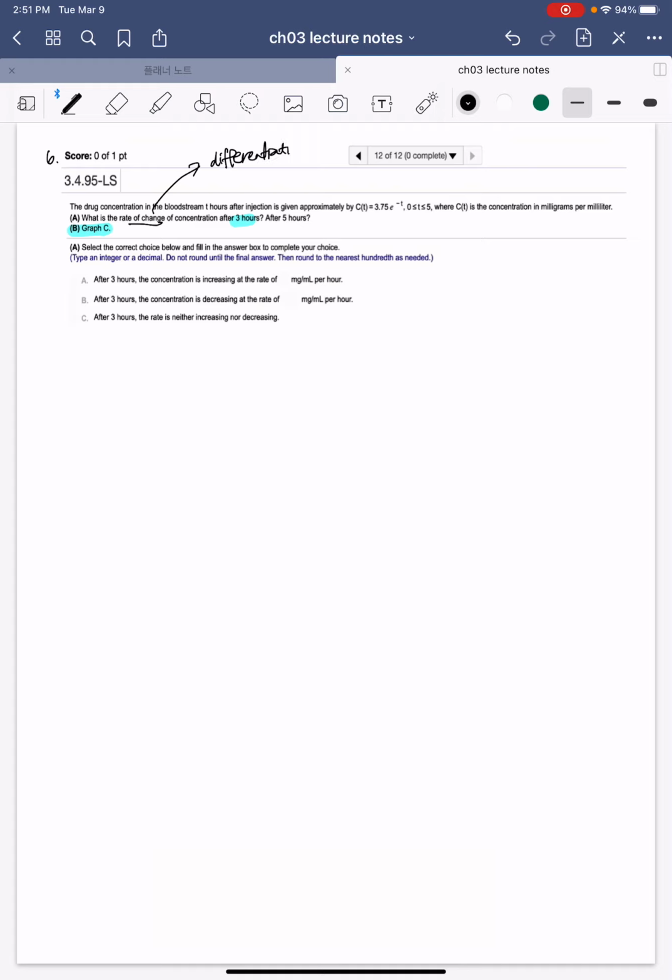So that means I need to find C prime of t, but not there at 3 hours. So I'm going to replace 3 after I take the derivative. So let's do that. So C of t is 3.75 e raised to negative t. So I need to come up with a g of t and then h of t, right? Because C of t will be g of h of t.